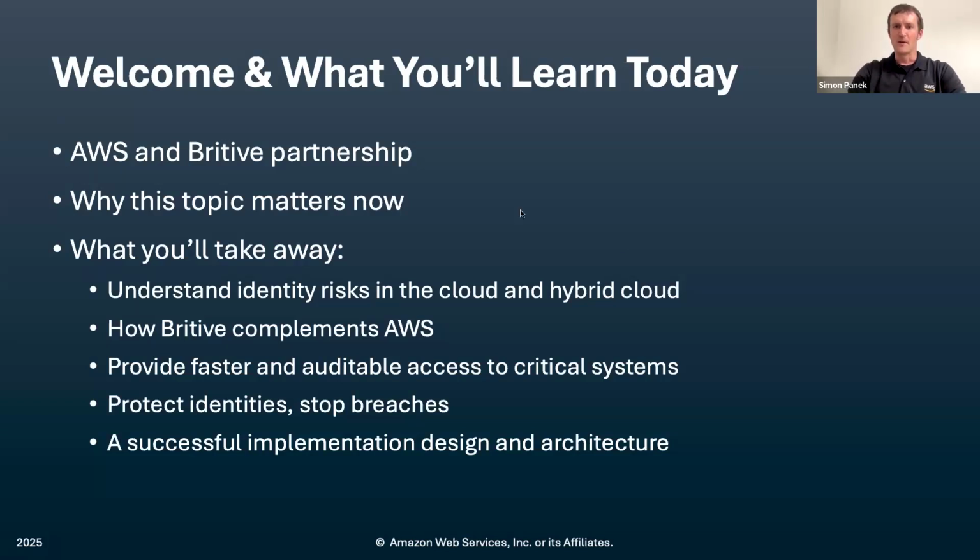So today, what's the point? What are we going to do? We're going to start off by talking a little bit about AWS and Britive and our partnership. Then we're going to focus a little more specifically on identity access and management and discuss why that matters today. Our hope is that as you leave, you will take a few things away with you. One is a better understanding of the identity risks currently in the cloud and hybrid clouds, and how Britive complements AWS services and we work better together. They offer faster, auditable access to critical systems, and the ability to protect identities and stop breaches and improve our services overall. In the end, we're going to see a successful implementation so that you have an idea of how you can implement this yourself in your own environments.